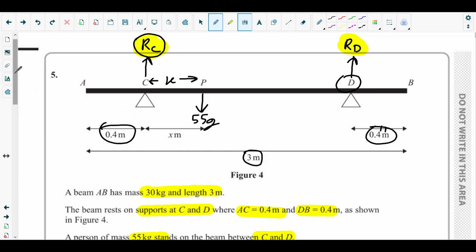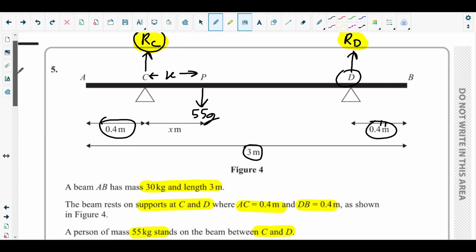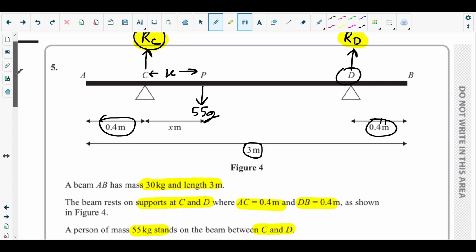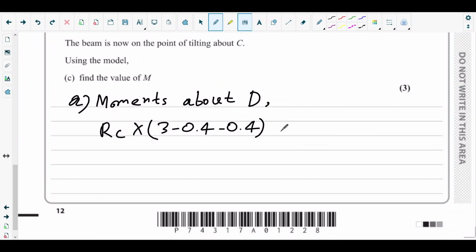So this is clockwise, and what's the anti-clockwise? Anti-clockwise is basically 55g. This clockwise is equal to anti-clockwise, which is 55g times its perpendicular distance, which is 3 minus 0.4 minus 0.4 minus x. Why? Let's have a look.